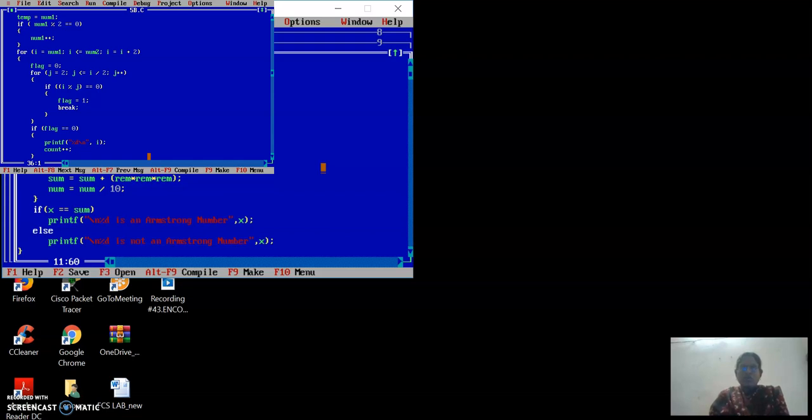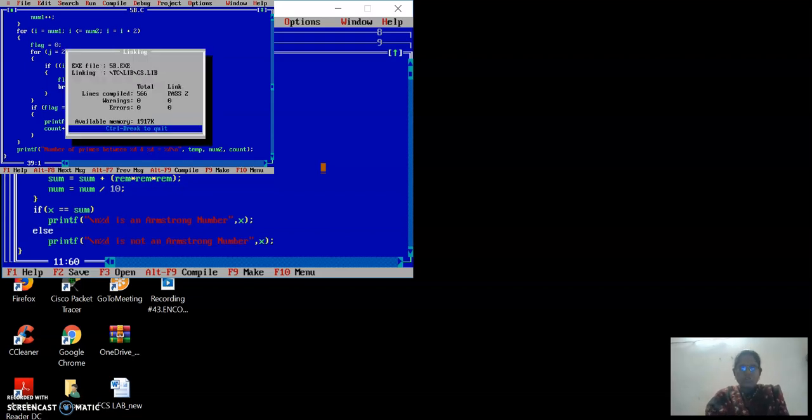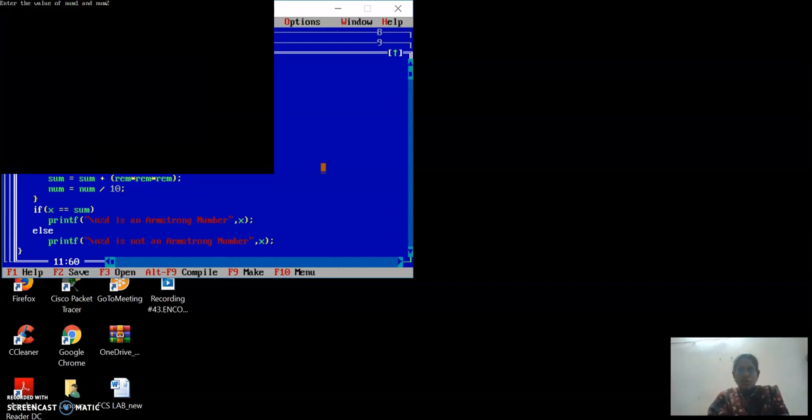What is this count for? Count is meant for printing the number of prime numbers in between those ranges. So here the prime numbers between number 1 and number 2 will be some value. Now let me execute this one. I am going to give 10 as my lower limit and 30 as my upper limit. Now just tell me what will be the prime numbers between 10 and 30.